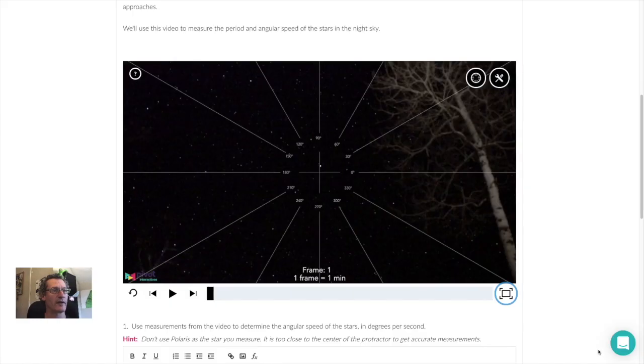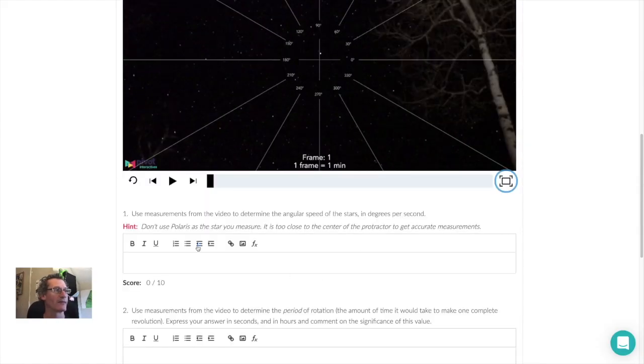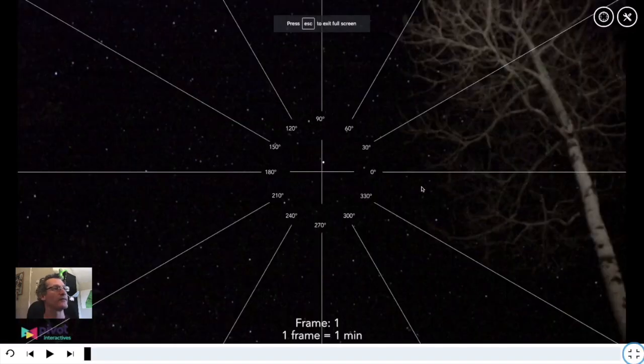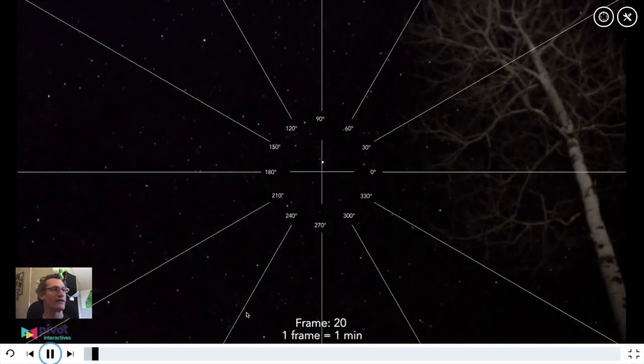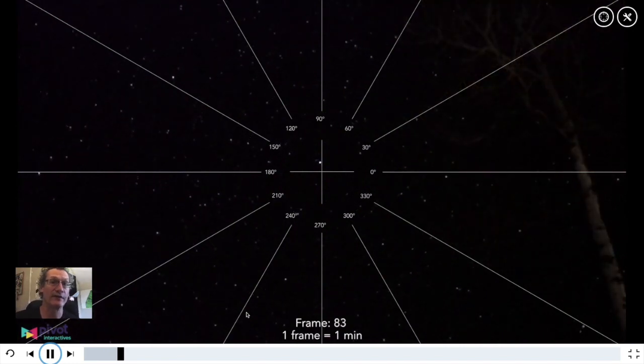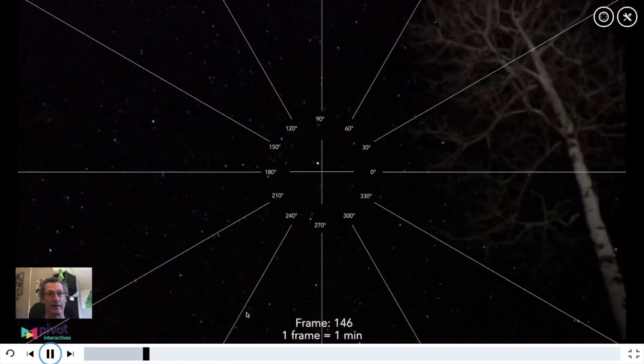So what we can do is go look at our questions to give us a guide here. Use measurements from the video to determine the angular speed of the stars in degrees per second. We can do degrees per minute, but degrees per second is specified. One of the hints here is to not use Polaris, the North Star, to measure because it's too close to the center of the protractor to be able to make accurate measurements. Okay, so we'll note that. Polaris is this guy over here. When we play, we'll notice that Polaris is relatively fixed. It doesn't move a whole lot.